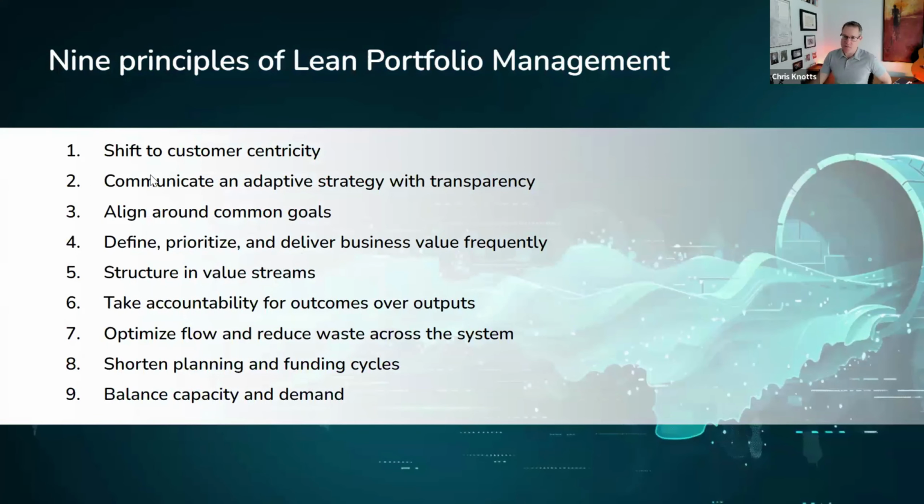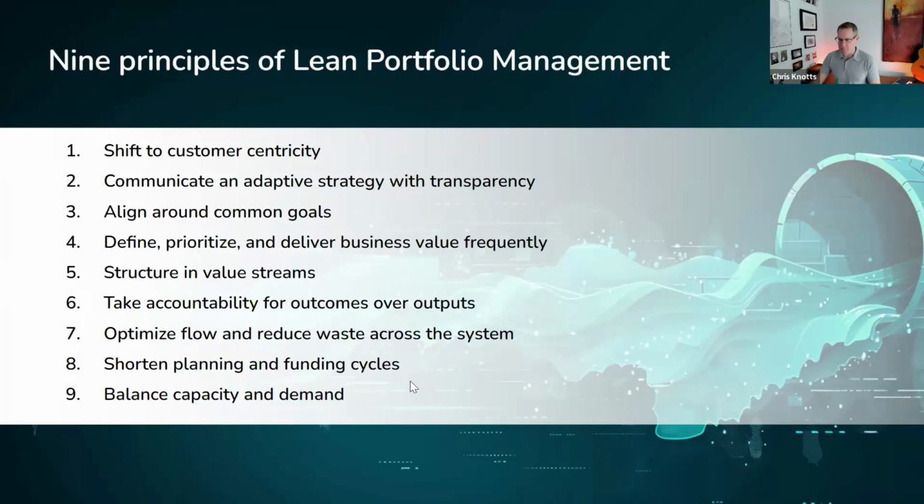So we've got 9 principles behind LPM. These are kind of abstract and broad, but I'll explain how the rubber meets the road on actually using these principles to implement a portfolio management framework. Shift to customer centricity, transparency, adaptive strategy, alignment, delivering business value frequently. So again, we see that theme of the shorter, faster cycle time, structure and value streams. Like, that's the point of this whole talk. Outcomes over outputs is a very key principle. Optimizing flow, reducing waste. We've talked about that.